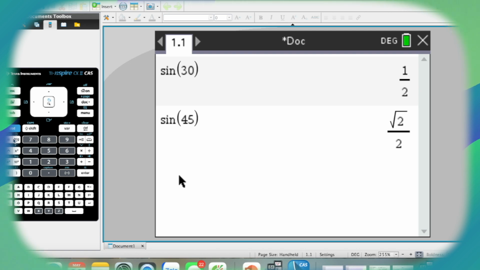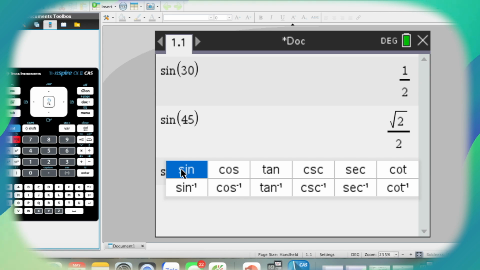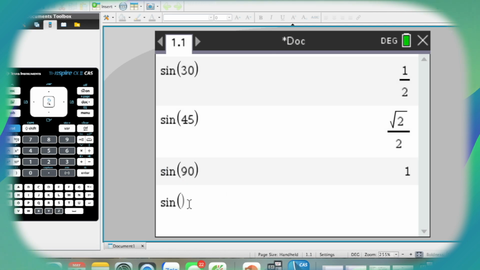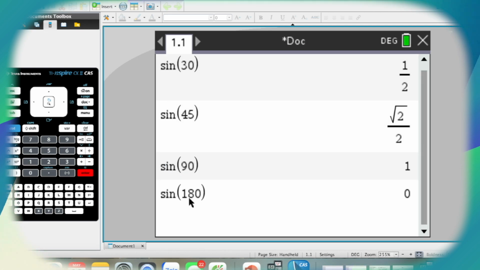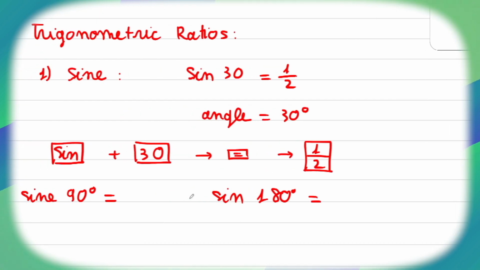I will take out sine first, and then 90, enter, you get 1, and after that I use sine one more time. I will enter 180, and yes, 0. So the value of sine 90 will be 1, and the value for sine 180 will be 0.